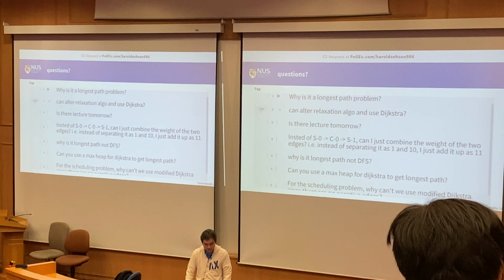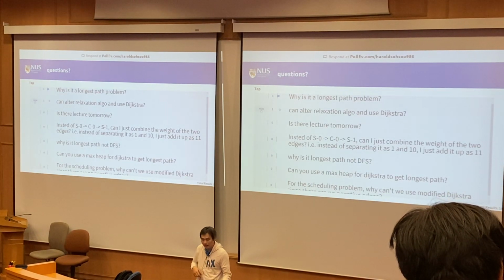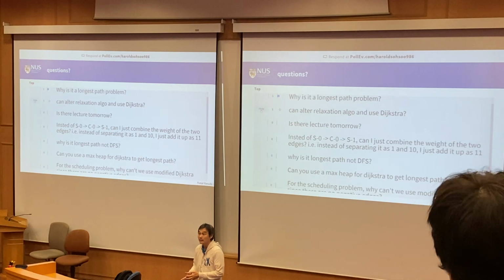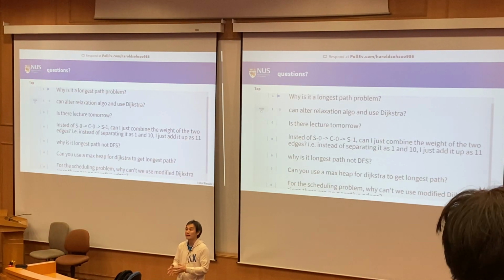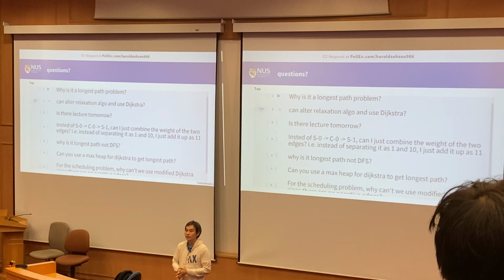Can we alter the relaxation algorithm and use Dijkstra for the longest path in a DAG? You can, but it's not optimal. You can do it a bit faster if you use the topological sort method.